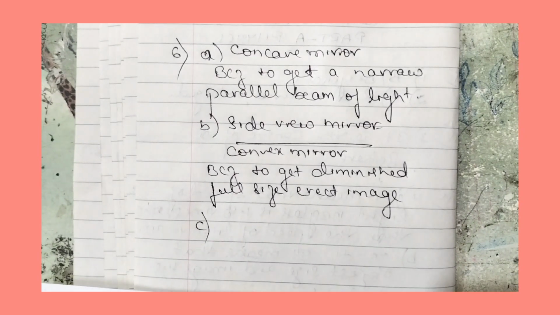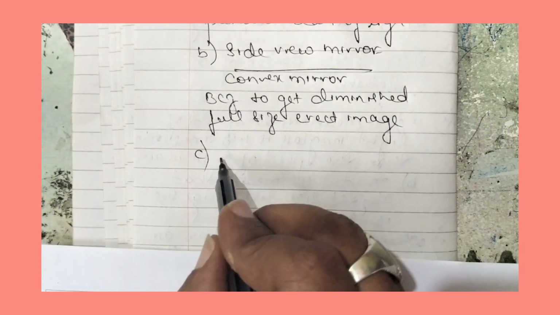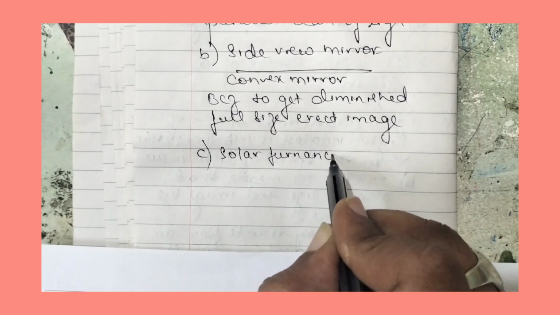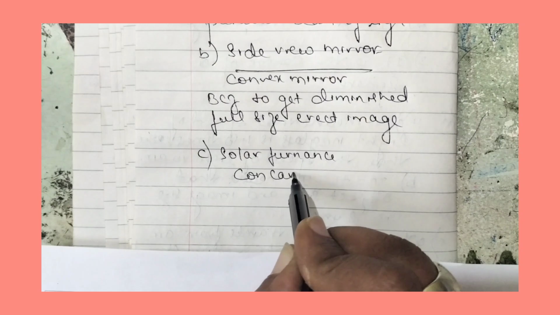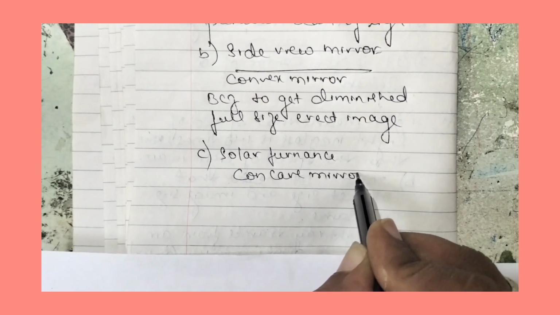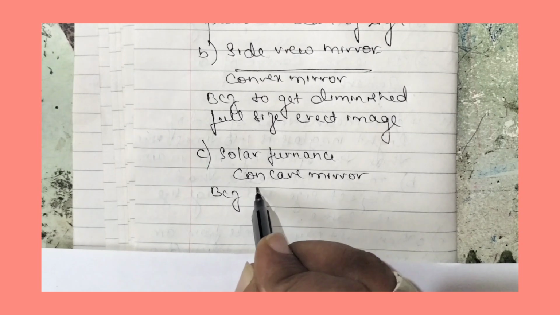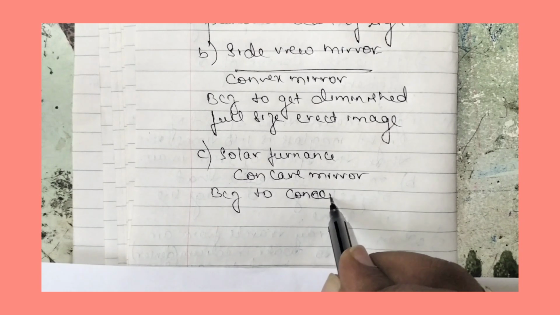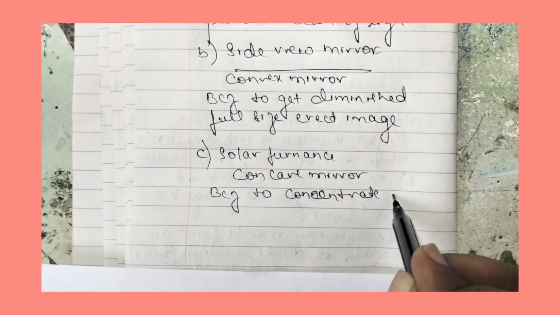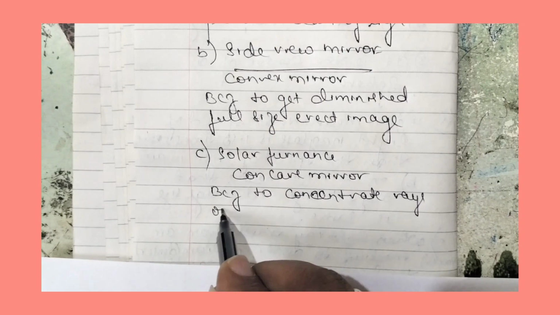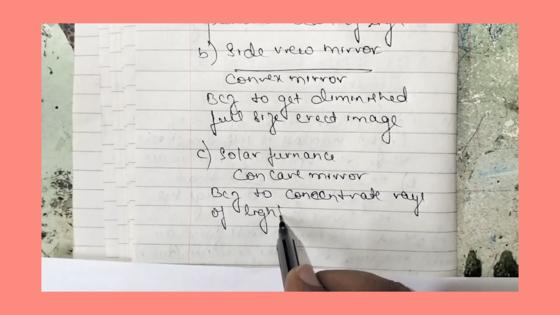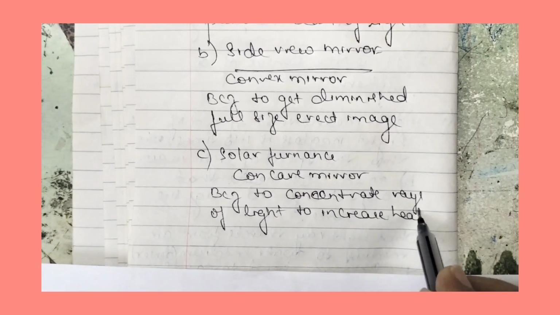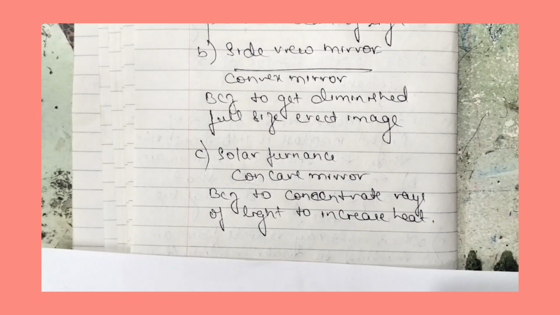Then the third question they asked, solar furnace. So in a solar furnace also we are using a concave mirror. So why are we using a concave mirror in a solar furnace? Because to concentrate rays of light to increase heat. So this is the answer for the third one.